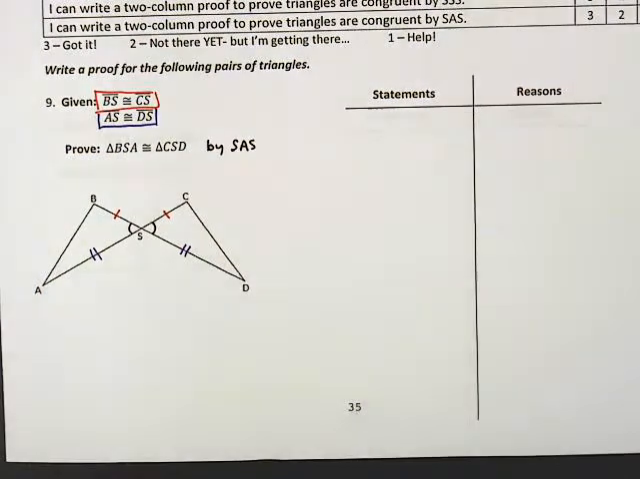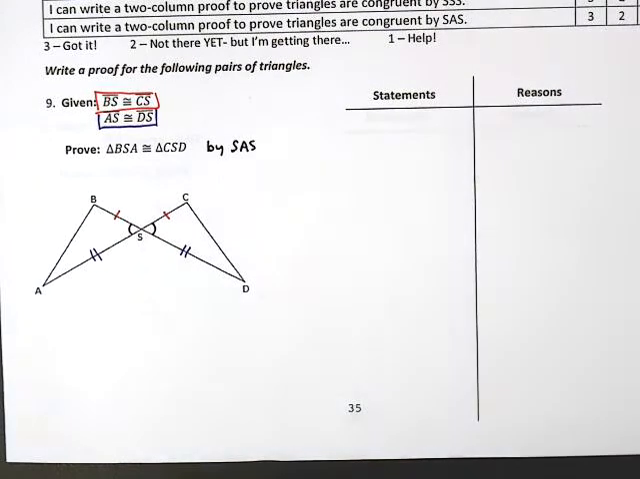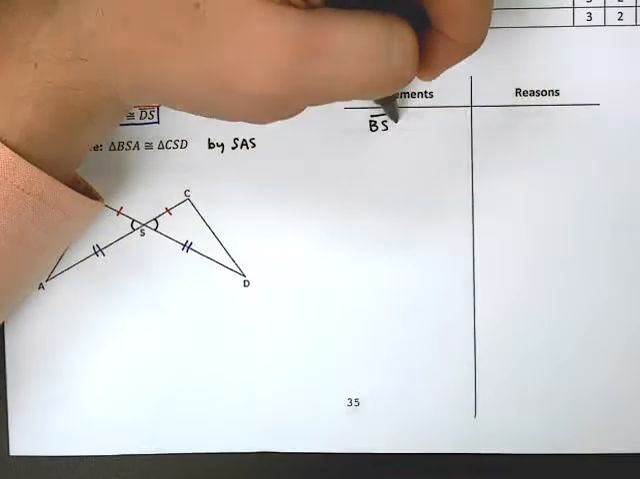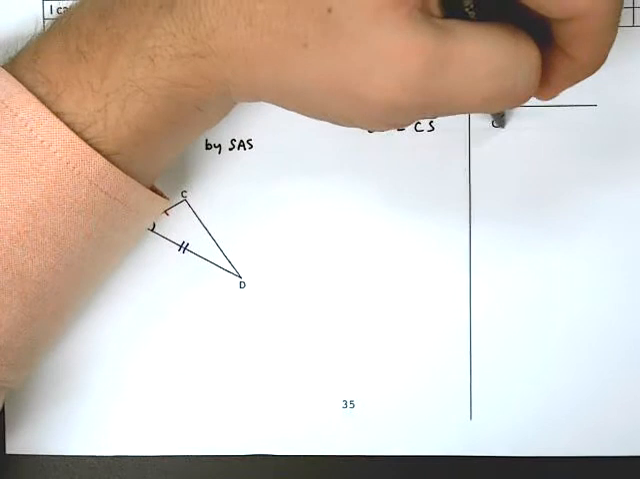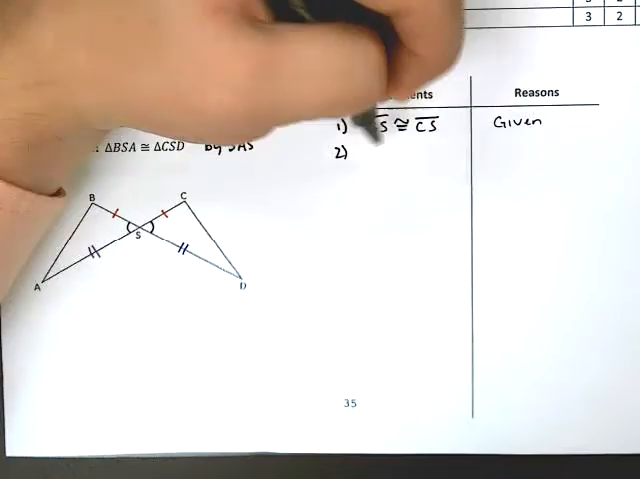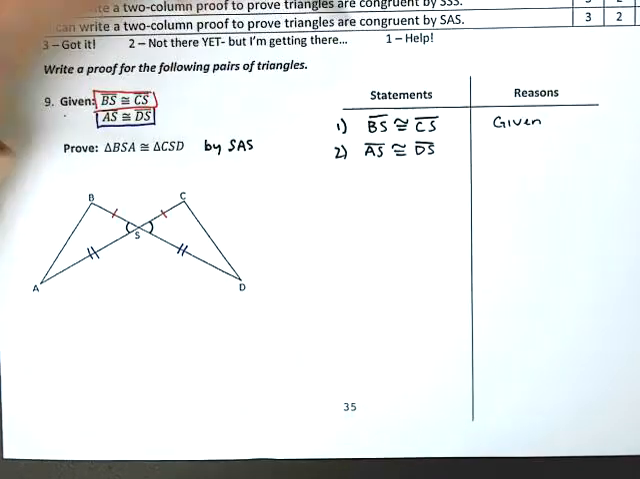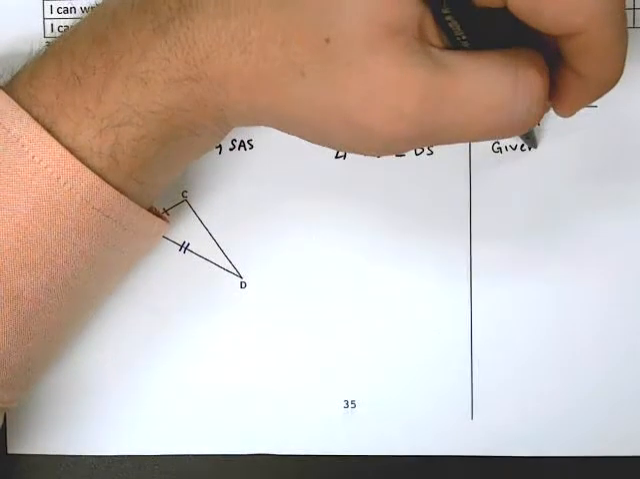Well, now, guys, all you have to do, like you basically did and understand what's true, now you just have to write it all out, okay? So this is how this kind of goes. I'm going to write BS is congruent to CS, and I knew that. Why? It was given to me. I'm also going to write AS is congruent to DS, and how do I know that? Because it was given to me.